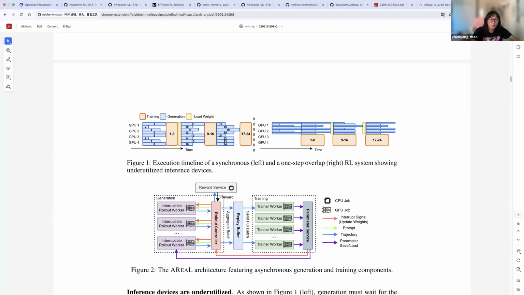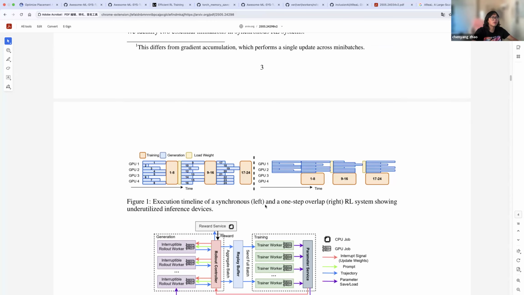So that's the second takeaway: the collocated placement cannot realize asynchronous RL. But if we move to the disaggregated one, it is much quicker than we think. And this paper gives clear improvements on the actual performance of asynchronous RL.